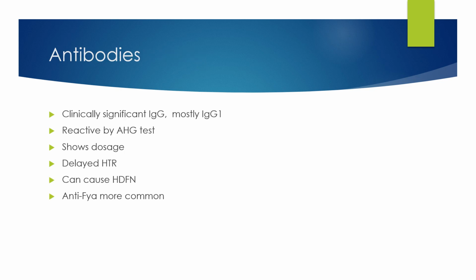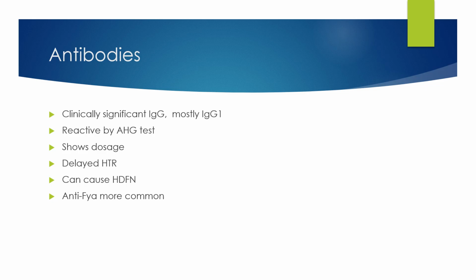Duffy antibodies are clinically significant IgG antibodies comprised mostly of the IgG1 subgroup. They are best reactive by the anti-human globulin test. Duffy antibodies are known to show dosage. This means they react stronger with homozygous versus heterozygous cells. Duffy antibodies cause delayed hemolytic transfusion reactions and can cause hemolytic disease of the fetus and newborn.